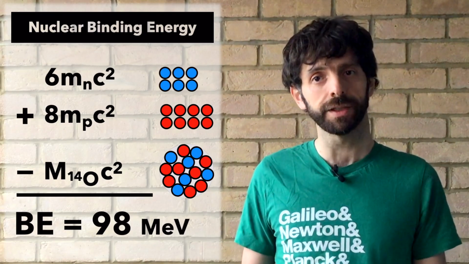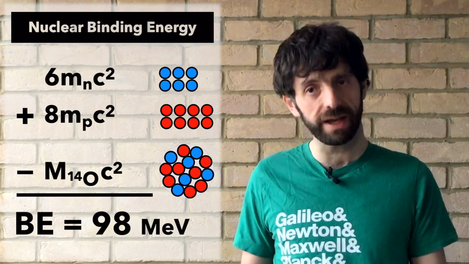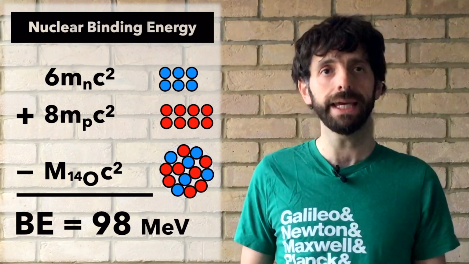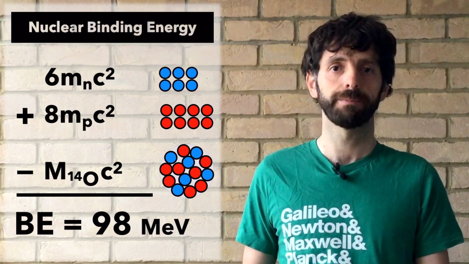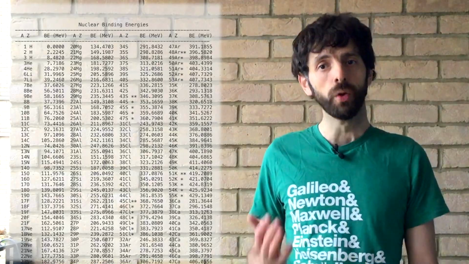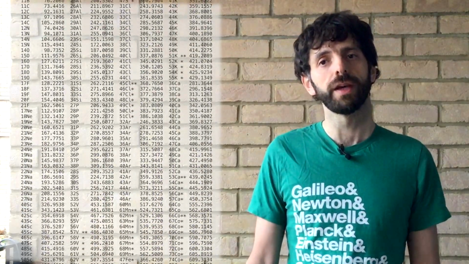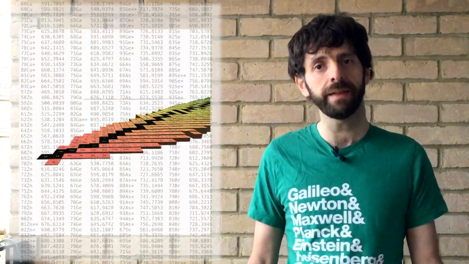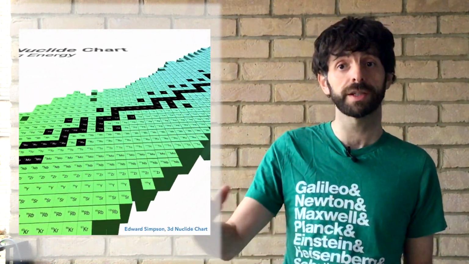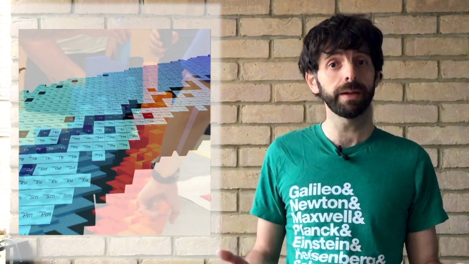This binding energy is also a measure of the mass of the nucleus, thanks to Einstein's famous formula E equals mc squared. Binding energies are useful because they tell us a lot about nuclei themselves. Using experiments, you can find the binding energy of thousands of different nuclei and plot them in a nuclear chart. You can even build a nuclear chart out of Legos.